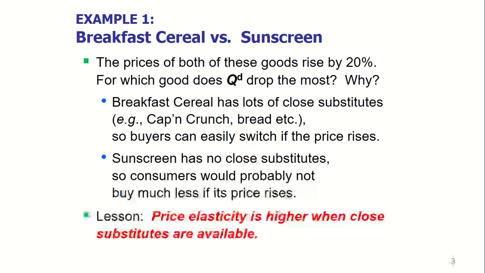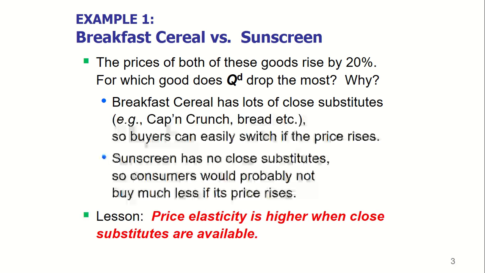A breakfast cereal has lots of close substitutes, for example Cap'n Crunch, bread, etc. So buyers can easily switch if the price rises. And on the other side, sunscreen has no close substitute, so consumers would probably not buy much less if its price rises. And the lesson is price elasticity is higher when close substitutes are available.